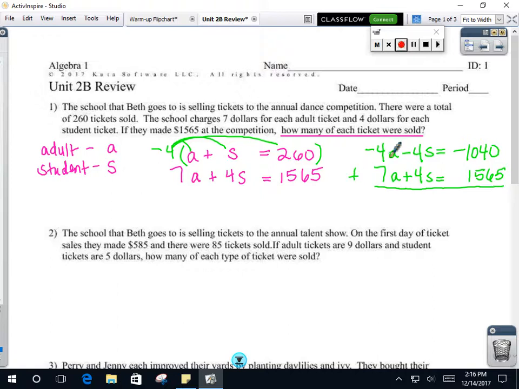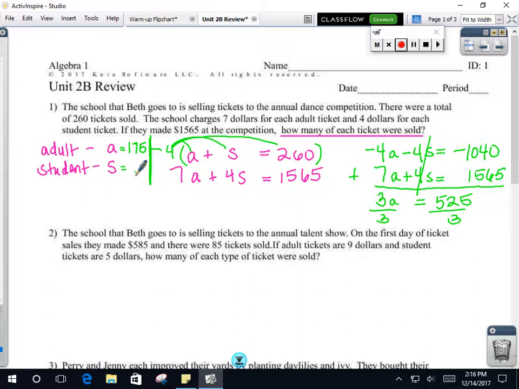So what is -4A plus 7A? 3A. What is -4S plus 4S? 0S, right? So it eliminates. You don't have to write 0S. And then what is -1,040 plus 1,565? Okay. Now that you have 3A equals 525, how do you solve for A? Divide by 3, and that lets you know that A equals 175.